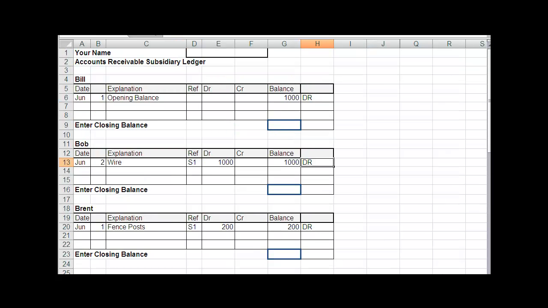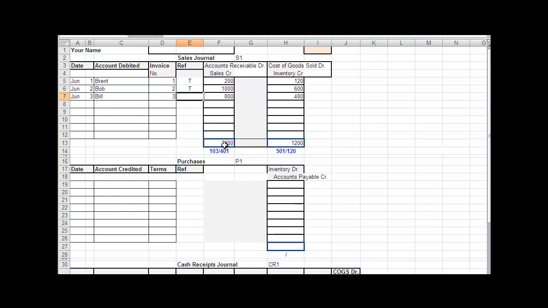Now let's do the posting for Bill. We go to the subsidiary ledger. Bill, June 3, and Bill might have bought, how much did Bill spend? $800. So debit $800, reference S1. He could have bought some fence posts as well. Now we have a balance of $1,800 of debit.